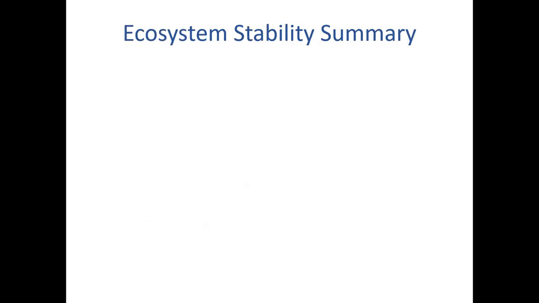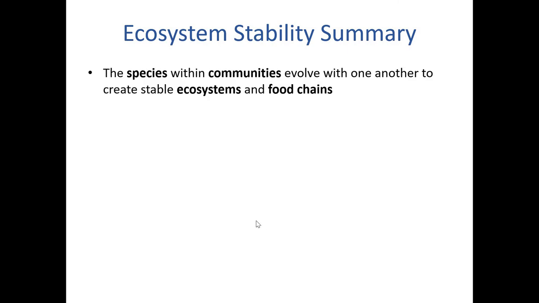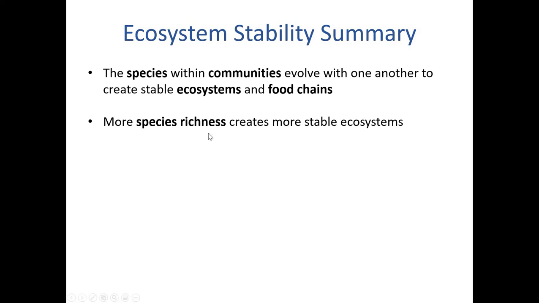Okay, so to summarize what we've talked about for ecosystem stability so far. The species within communities evolve with one another to create stable ecosystems and food chains. And so this balance is created over time within these ecosystems. And more species richness then creates more stable ecosystems. And so the more nodes you have within these webs within an ecosystem, the less important the individual interactions become.